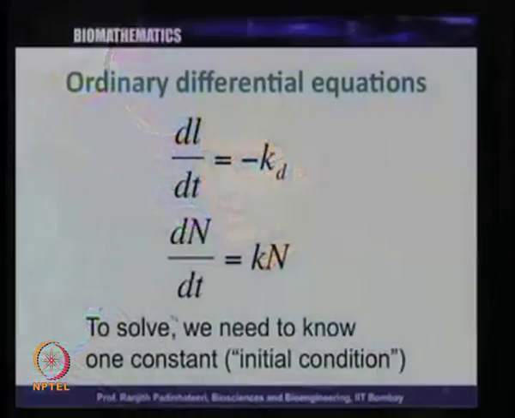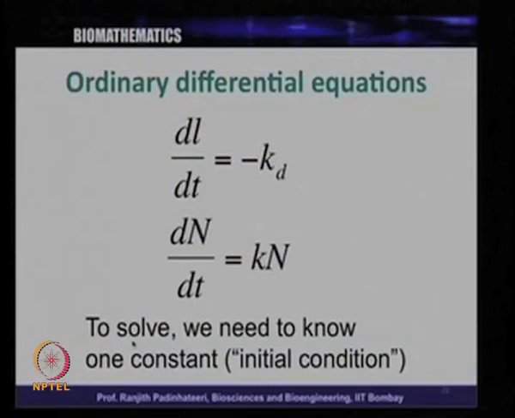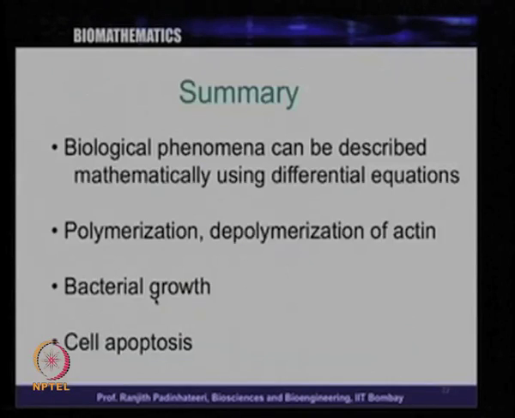So, basically what we found is that to solve this equation, as we see here in the slide again, we need to have one constant, the C thing, and that we call initial condition, because since it is involving time, this is always at time equal to 0. If we know this, we know the solution. So, what we call it is initial condition. At the beginning of the experiment, how many numbers are there or what is the length, by knowing that we can solve this. So, let us summarize what we saw.